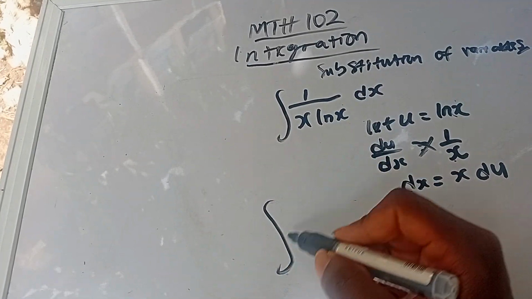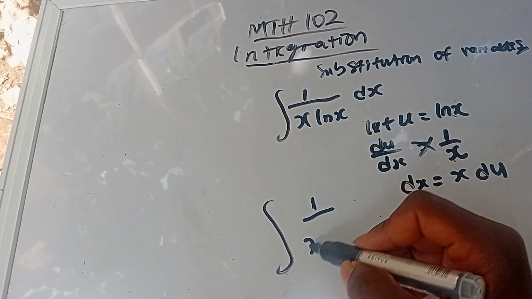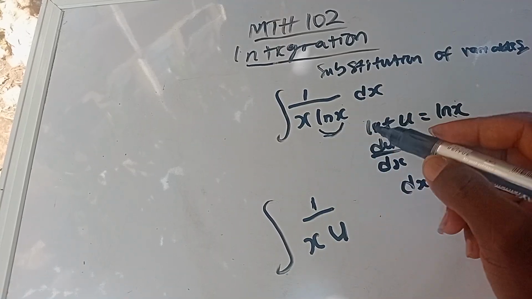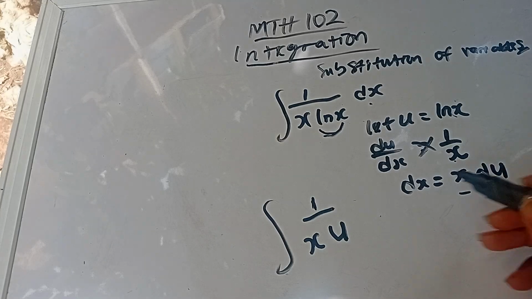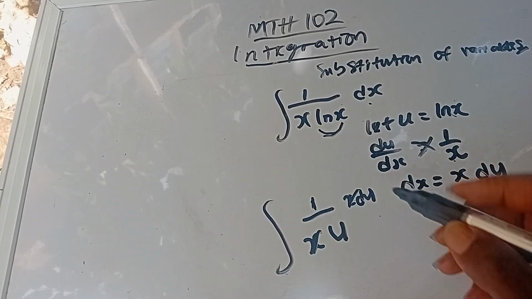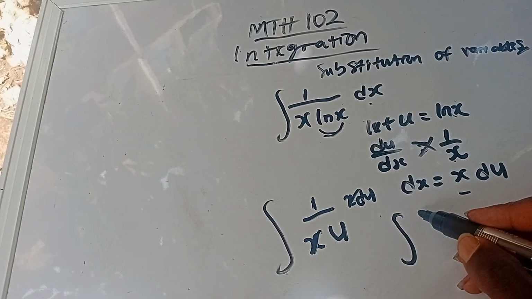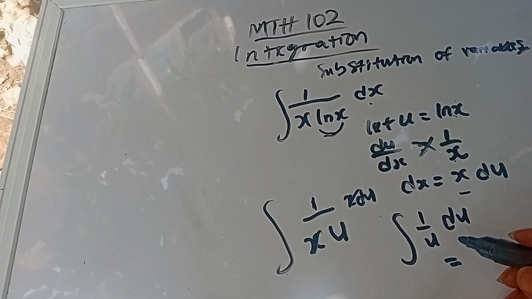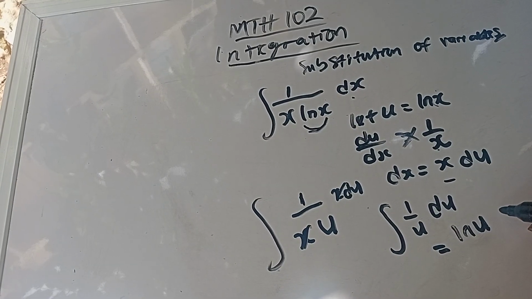Now I write this question back. This question now is what? Integral of 1 over x u. Why is it x u? Because we already said let u be ln x, but what's our dx? x du. So x cancels x. So the question becomes integral of what? 1 over u du. And we are familiar with this standard integral. If you integrate 1 over u, what do you get? You get ln u. Isn't it? So our answer now is ln u plus what?